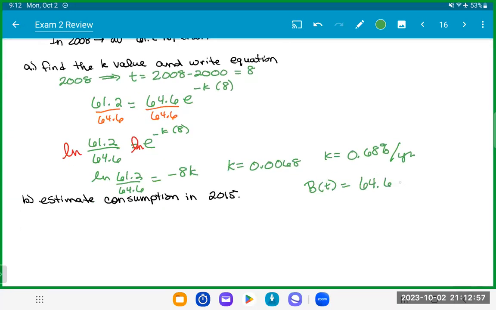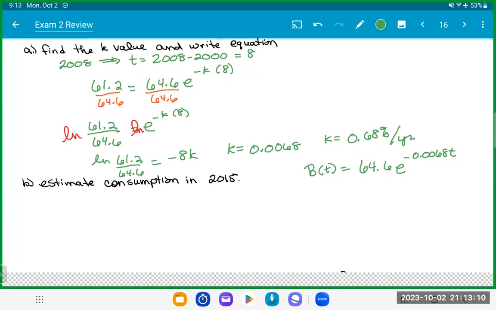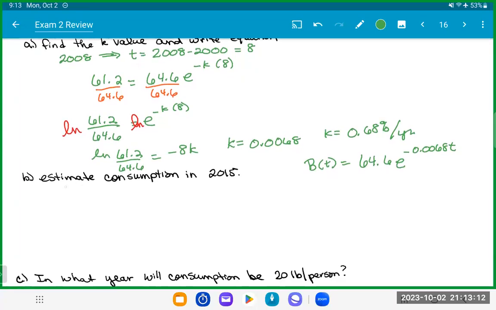That's my B naught times e to the negative decay rate, my k is 0.0068, times t. Okay. And so when I want to know what my estimated consumption is in 2015, that's going to be my t, which is 2015 minus 2000, means that my t is equal to, not 5, 15.